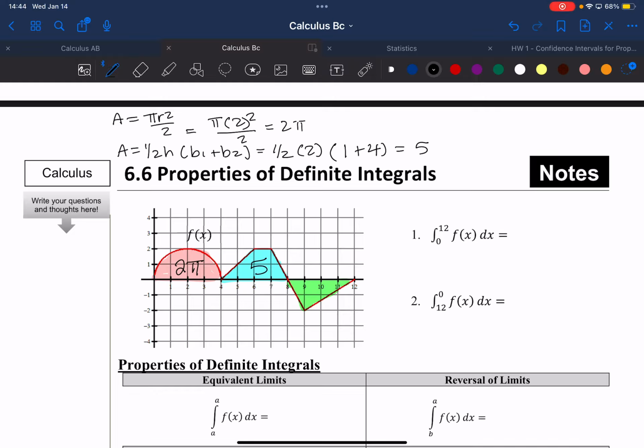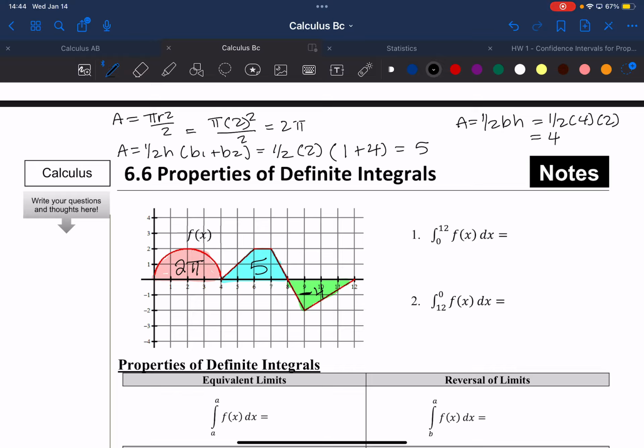And then we have the triangle, where the area is equal to 1/2 base times height. What is the base of the triangle? 4. And what's the height? 2. So it's 1/2 times 4 times 2, which gives us 4. Since this triangle is on the other side of the x-axis, is it going to be a positive or negative area? Negative. So I write negative 4.